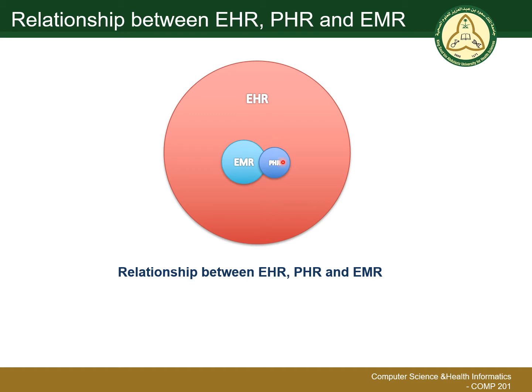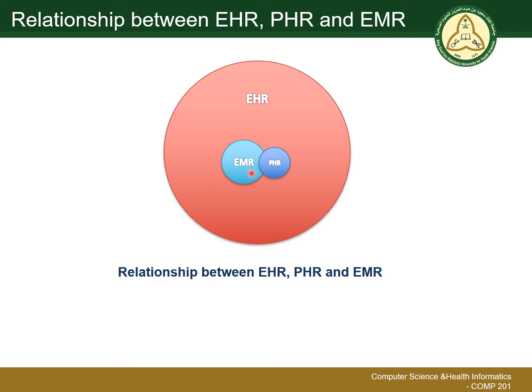And it will be owned by the individual and controlled by the individual or the patient. There is overlap between the electronic medical record and the personal health record, since the personal health record can be part of the electronic medical record.